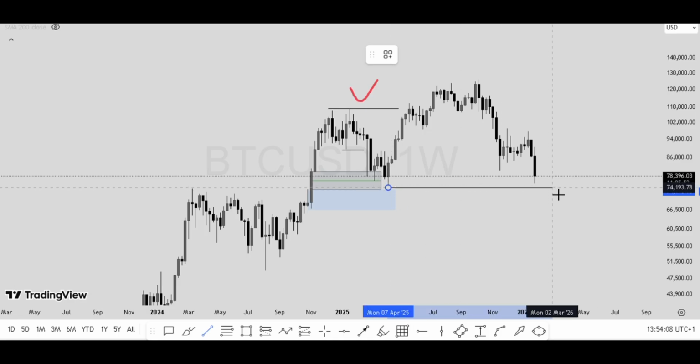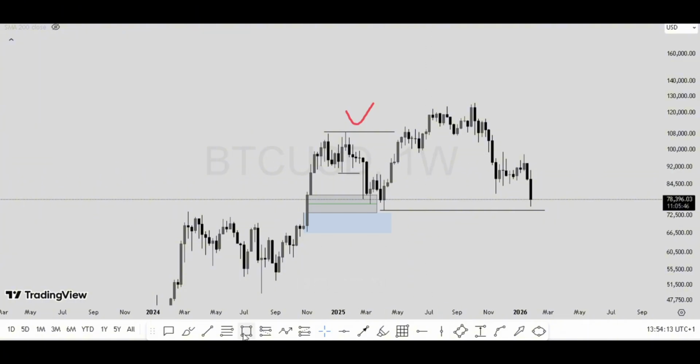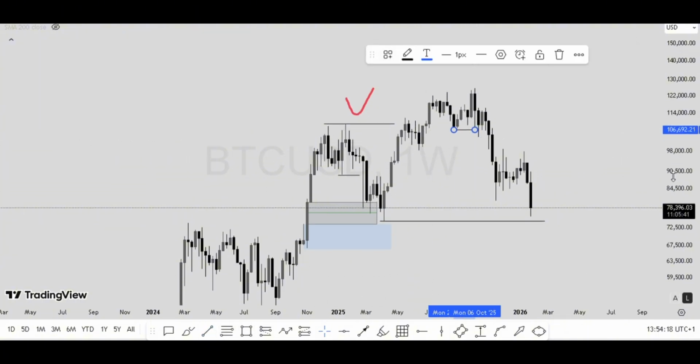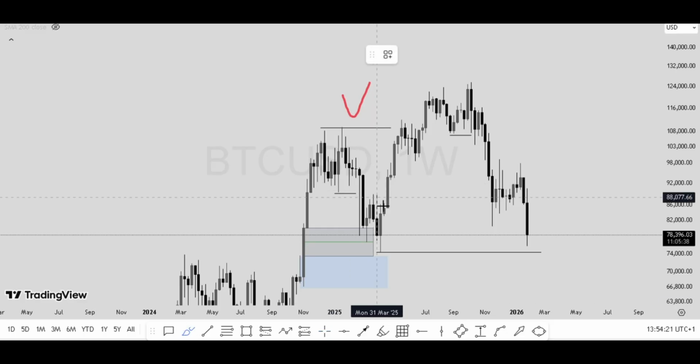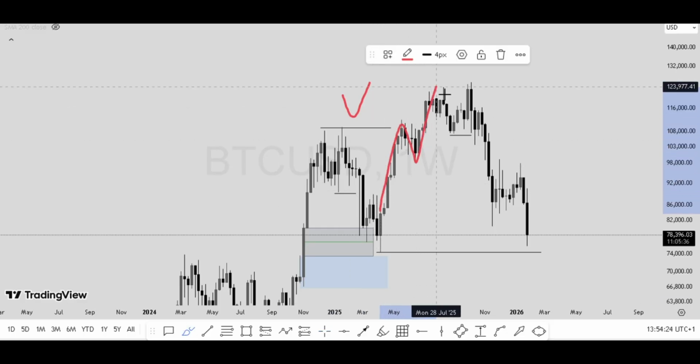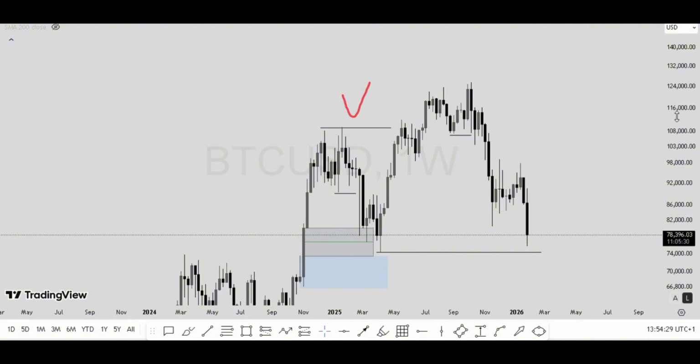So after the market created that weekly low, what are we supposed to look out for? We have to look out for our inducements, and you can see what the market did. The market created another pullback like this. This is the first pullback. The market created another major pullback, then the market started dumping. So this is it for BTC.